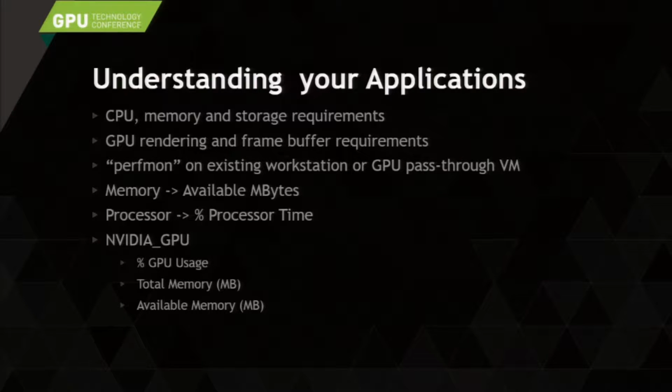These include the system memory, that would be available megabytes, the processor percentage, processor time being used, and then the NVIDIA GPU WMI counters: percent GPU usage, total frame buffer memory, and available frame buffer memory.